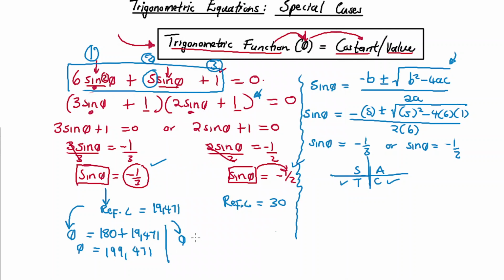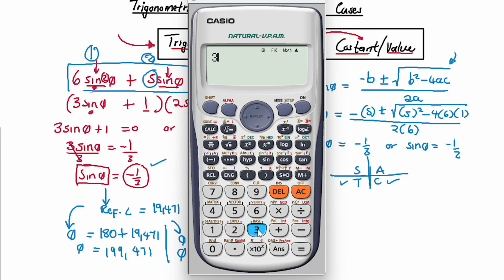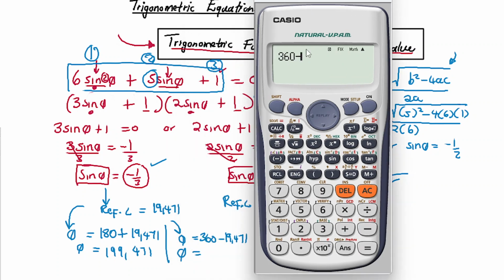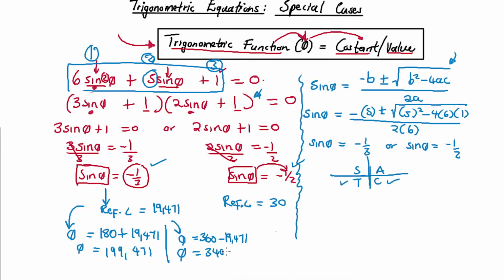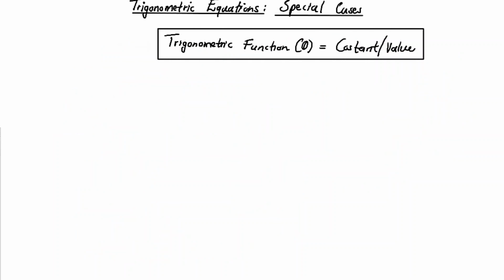So theta is going to be equal to 360 minus the reference angle 19.471. Theta is equal to this, 360 minus 19.471, which is 340.529 degrees. Then I'm going to do the same thing with this solution, where sine is negative, then you work it out, okay? Then you work it out.